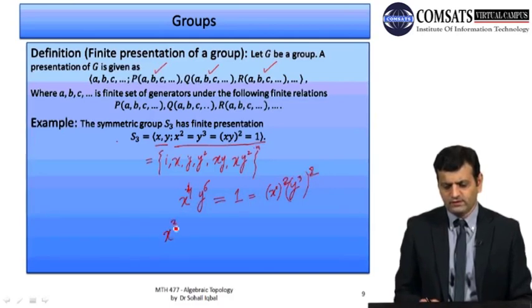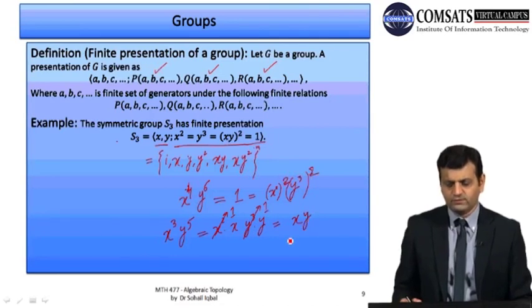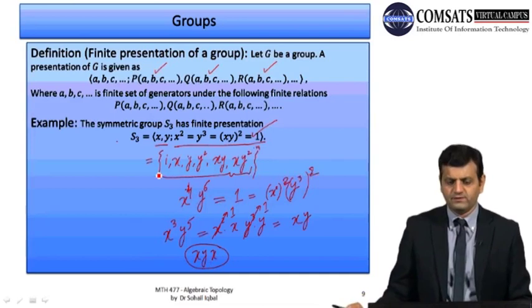Similarly, if I consider x cubed y raised to the power 5, then this is equal to x square into x, y cube into y squared. Since x square is 1, this becomes 1, and similarly y cube is 1, so this becomes xy. Similarly, I can take x y x. This is another word in x and y, and it is also an element of this group, but if you play with these relations, you will see that it is one of these 6 elements. So this is the finite presentation of a group.